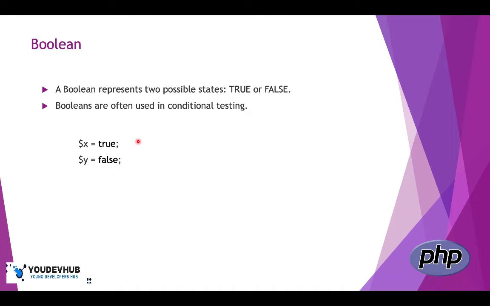Now we have the boolean. The boolean represents two possible states, true or false. Booleans are often used in conditional testing. They don't really store much information except the values true and false. Conditional testing are statements that come with if and else. So you say if that is true, but if it's false, it echoes out that is false.